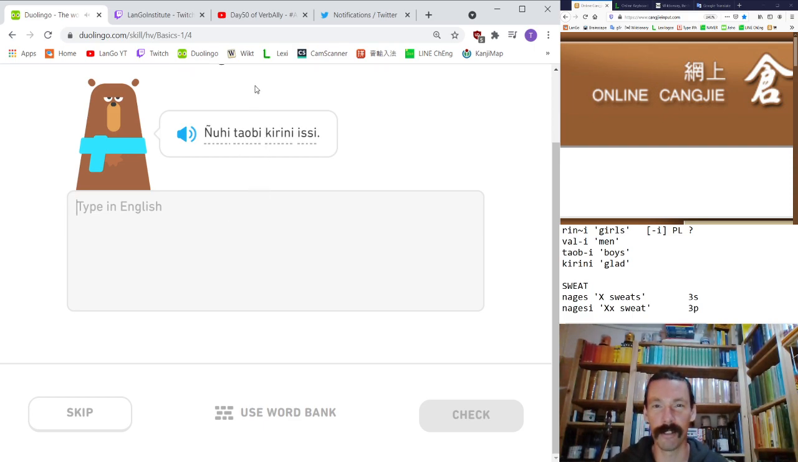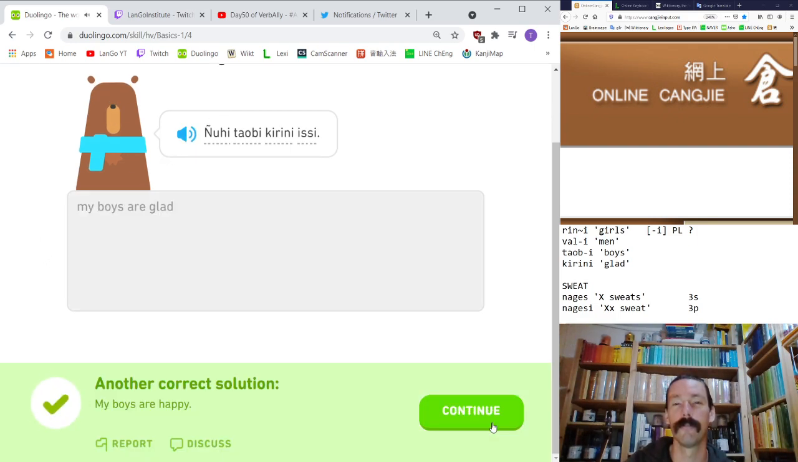Alright, probably there's a syntactic break here after the first two words. My boys, our boys. Is it my? Yeah. Kirini are glad. Isi. Nyuhi taubi kirini isi. Nyuhi taubi kirinisi.